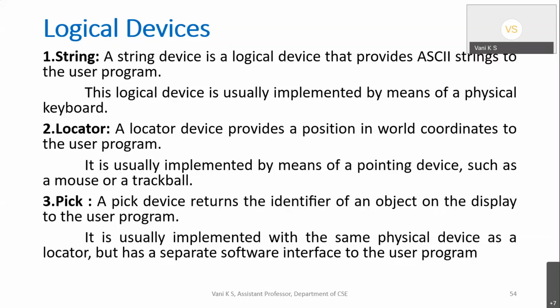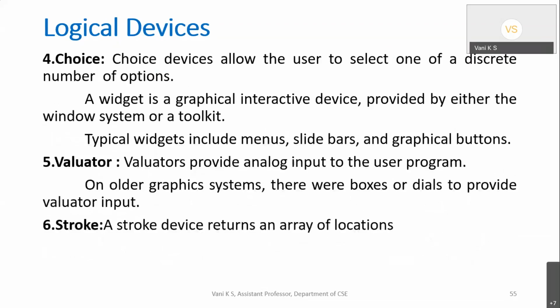String, you understood, is implemented through the keyboard. Locator, these are all the logical names to our physical input devices. Pick, again, is when we want to pick up some object. Choice, again, is normally through menus. For example, menu options, you have like 1, 2, 3 options. You have an option for quit, you have an option for continue. So that choice can be made either through menus, slide bars, or graphical buttons.